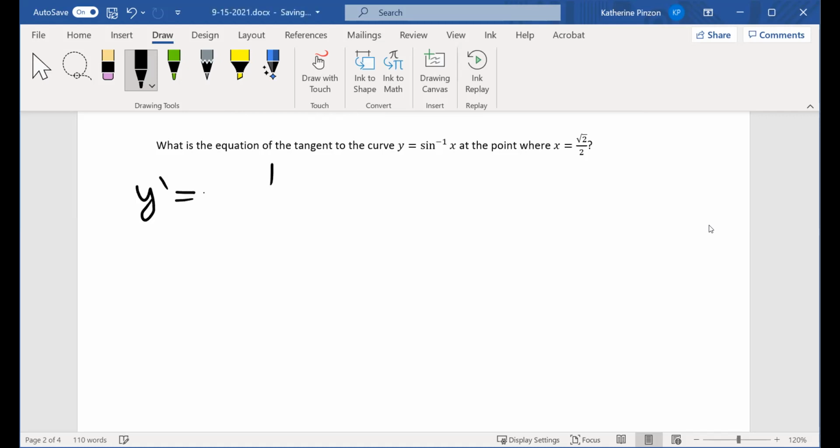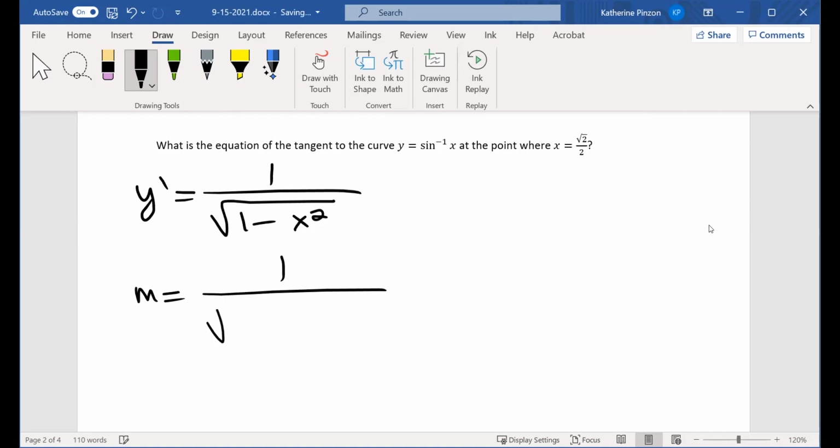Y prime, you told me is this. Okay, so my slope is going to be. Okay, how do I get my point? Plug in the square root 2 over 2 to the original.